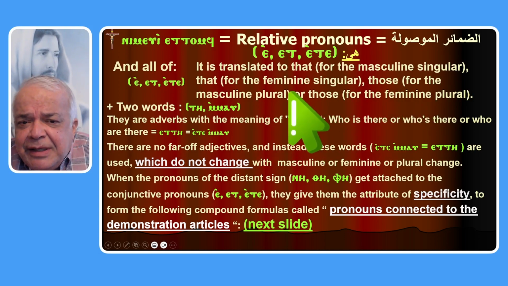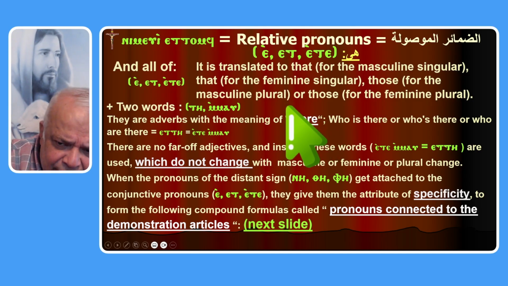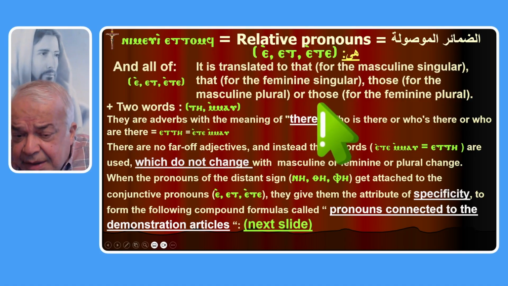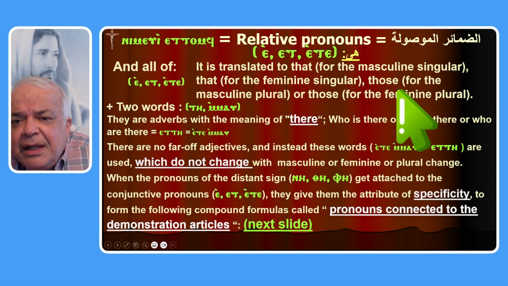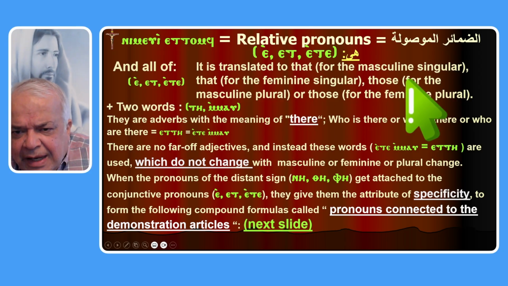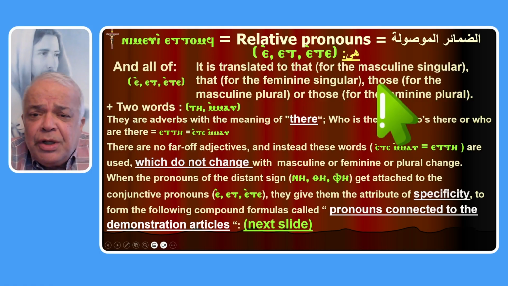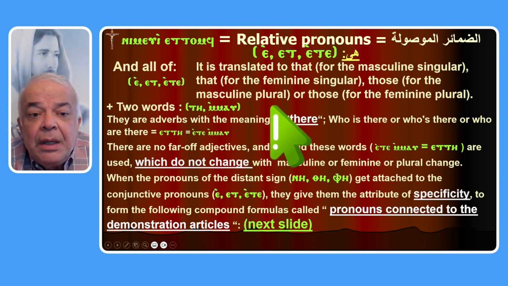Why I repeated it in Arabic: the masculine is different from the feminine, so that's why it is repeated here in the translation. But in English, it's the same. Those. In Arabic, we say allazin and allati. Allazin for masculine, allati for feminine. But in English, it is the same word, those. That's why it's repeated here.